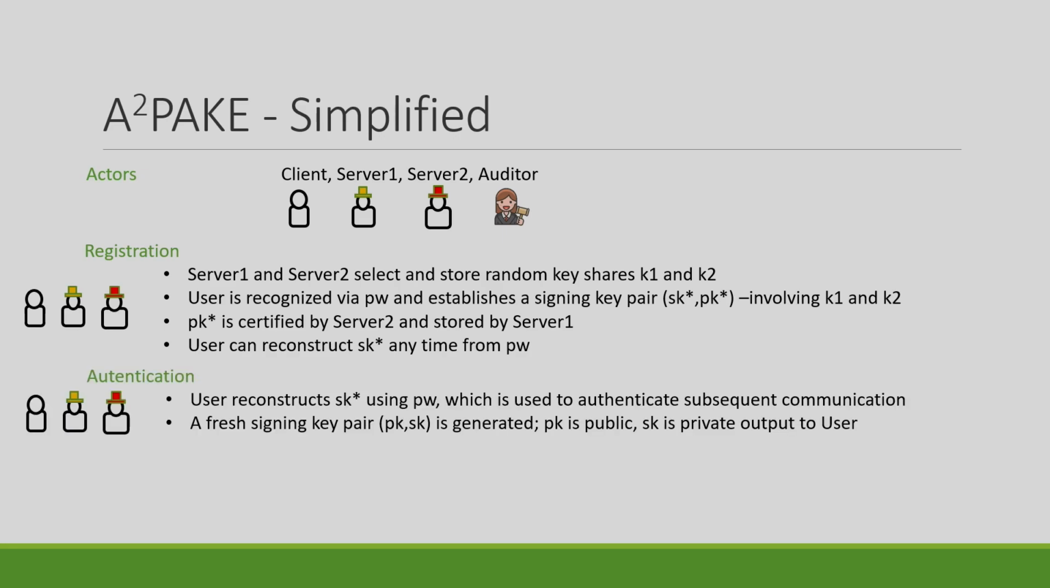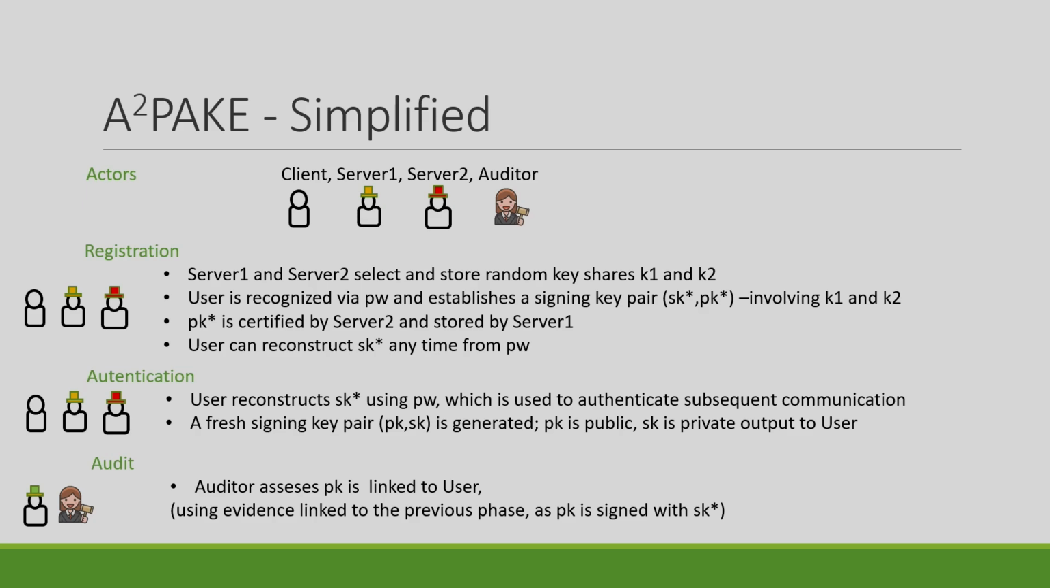Okay, then later on, at the time when this client needs to sign a document, he will have to reconstruct SK star that was established upon registration using his password. And then this will be used to authenticate subsequent communication, in which a fresh signing key pair will be generated, jointly interacting with these 2 servers. At this point, the public key of this pair will be made public, while the secret key will be private output to the user, who will use it for signing and eventually destroy or delete it, hopefully, so that there's no problem with it.